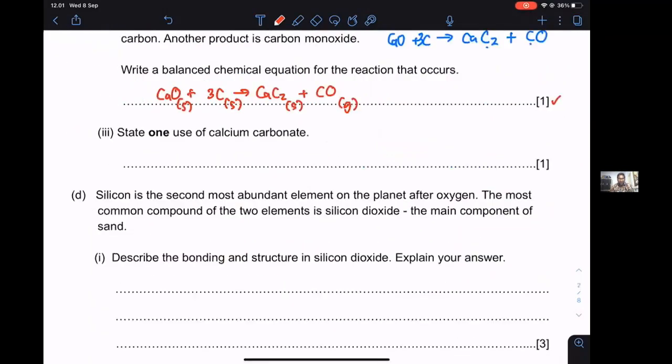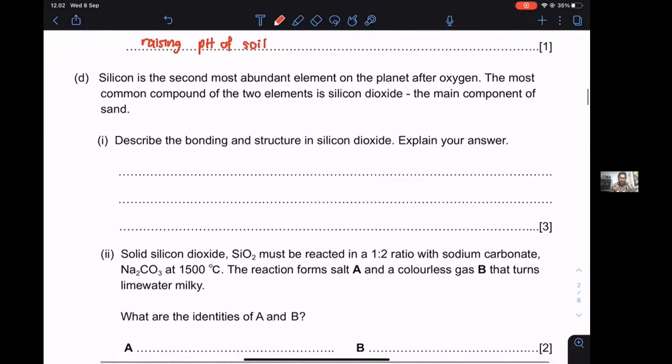Now, state 1 use of calcium carbonate. I think the common use is going to be raising the pH of the soil. But some of you gave other answers, like use in fertilizer, providing calcium uptake by plants, or manufacture of cement. If you put something to do with building material and so on, we will accept. But here, one of the common uses of calcium carbonate is going to be raising pH of soil.